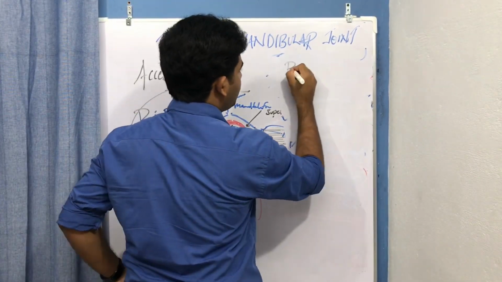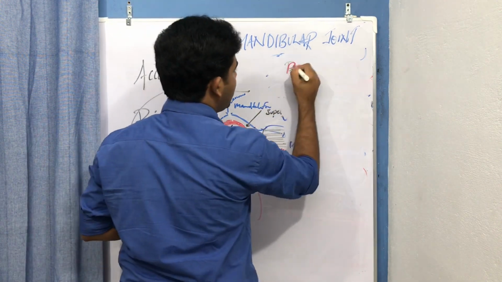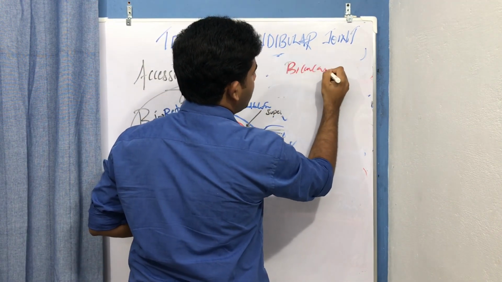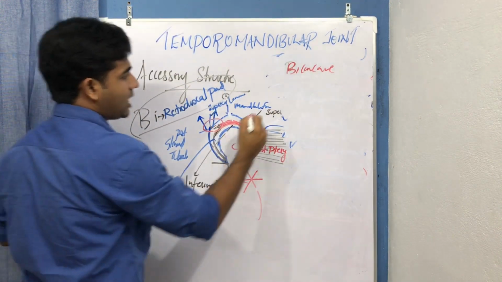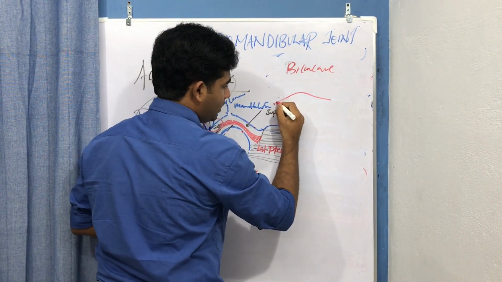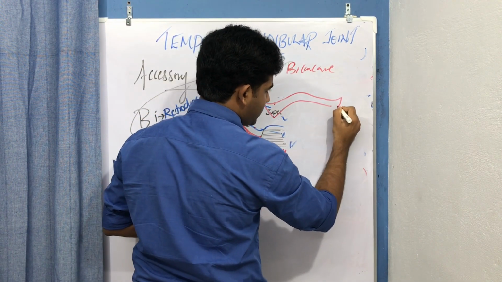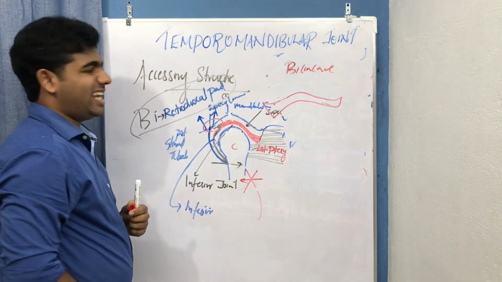Before summarizing our discussion, we see some common features of the temporomandibular joint disc. The first one is that it is biconcave in shape. You can see this disc, it has a shape like this. The disc is something like a biconcave in shape.